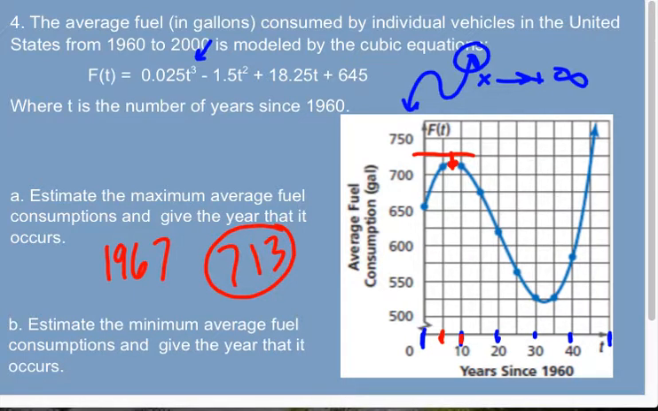Then the next question says estimate the minimum average fuel consumed and give the year that that occurs. Well, this is 1990, so I'd say this is 1992, 93. Say 1992. And that's just below 525. I would say 523 roughly. If you said 520, I guess that would be good too. But you can see where we've used maximums, relative maximums, and minimums in this type of graph.